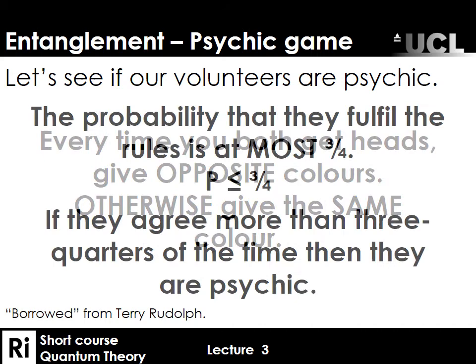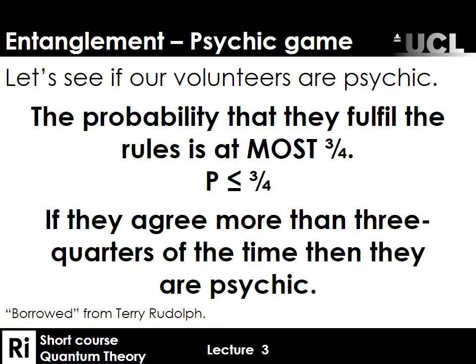So the probability that they will obey the rules of my game, they'll do that at the most 75% of the time. The best strategy you can possibly come up with will win that game 75% of the time. And if they agree more than 3/4 of the time, then they can only do that by being psychic. They beat the rules of maths, and they're just doing it by communicating a method, no matter how complicated they make their strategy in a classical setting.